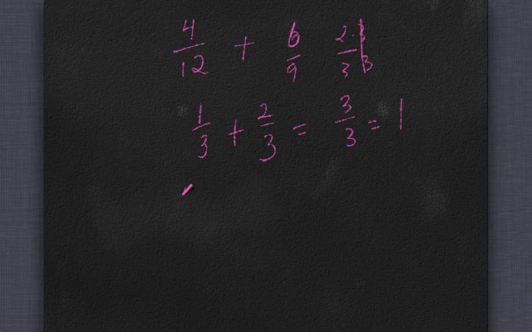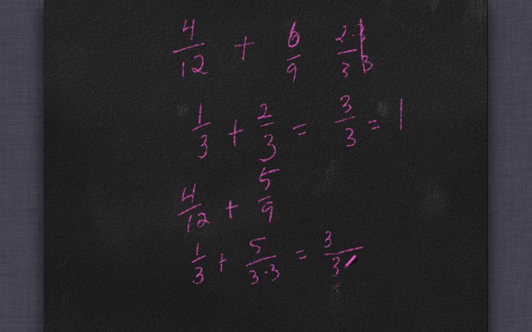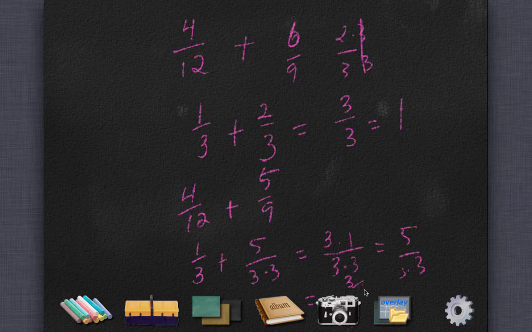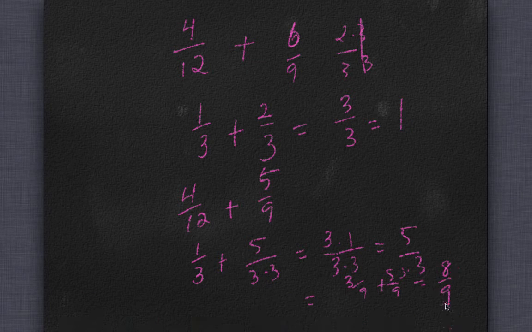So if I'd had instead 4 over 12 plus 5 over 9, say, this doesn't reduce. So first I reduce this one, and I would have already factored that, 3 times 3. So I say, okay, well I have 2 3's over there, I only have 1 over there, so I need to add 1 on top and bottom here to get a common denominator. So now I have 3 over 9, 5 over 9, makes 8 over 9.